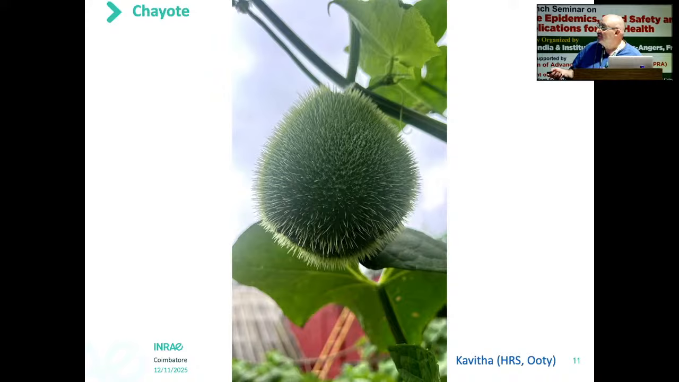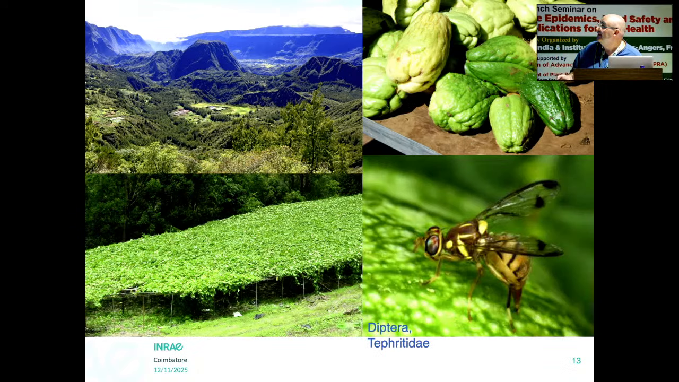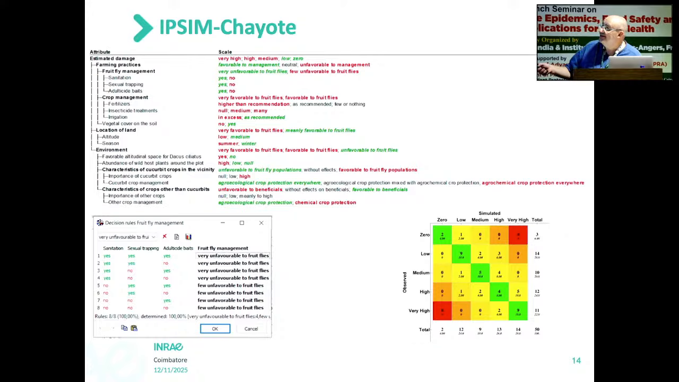I thought about this picture because we designed a model on chayote. We designed it in Réunion Island, so it's a little bit closer than mainland France. It's about 5,000 kilometers from France, whereas from Paris to New Delhi, it's 7,000 kilometers. So you have some pictures of Réunion Island. This is the chayote there. And on this island, there was a big problem with fruit flies. This is why we came up with the idea of designing the model IPSIM Chayote.